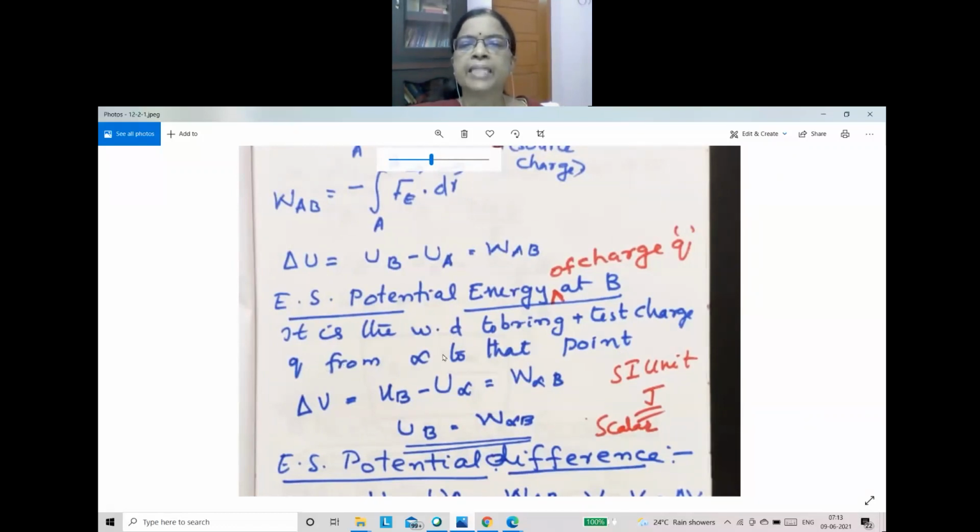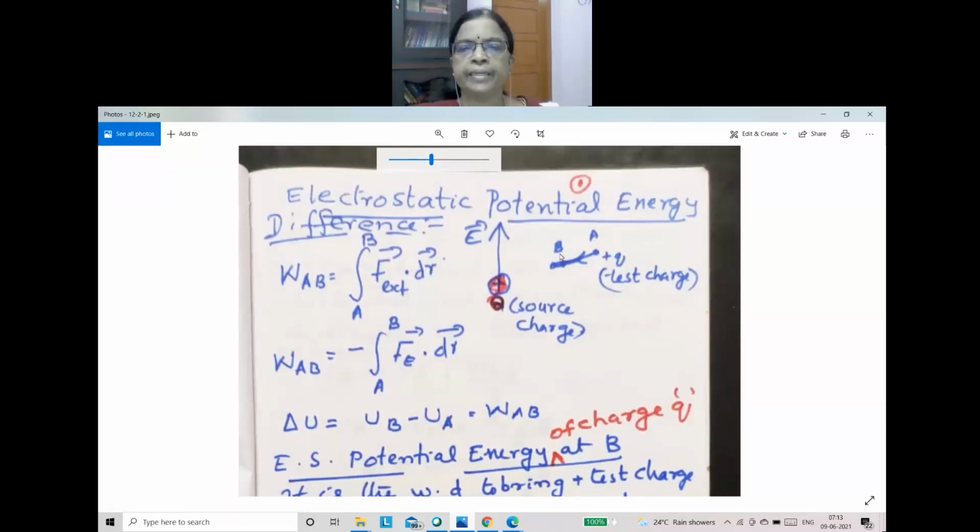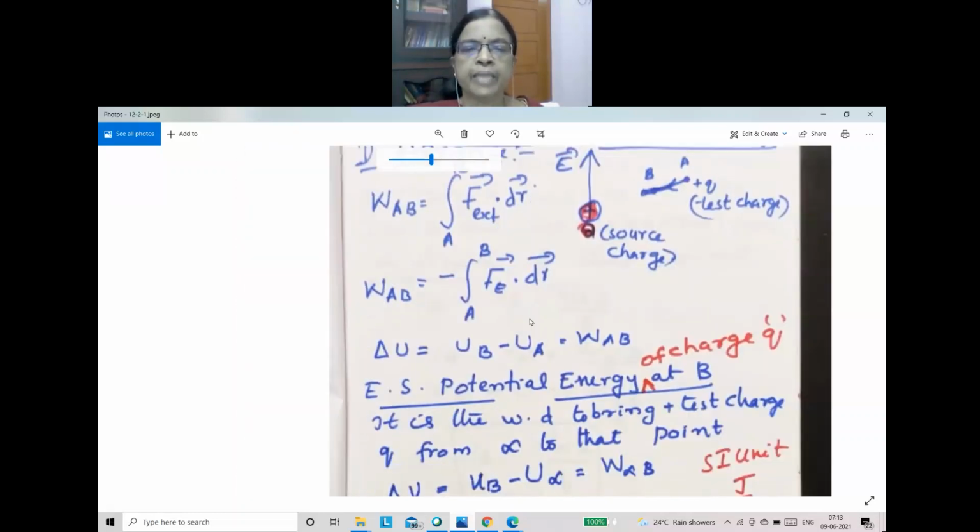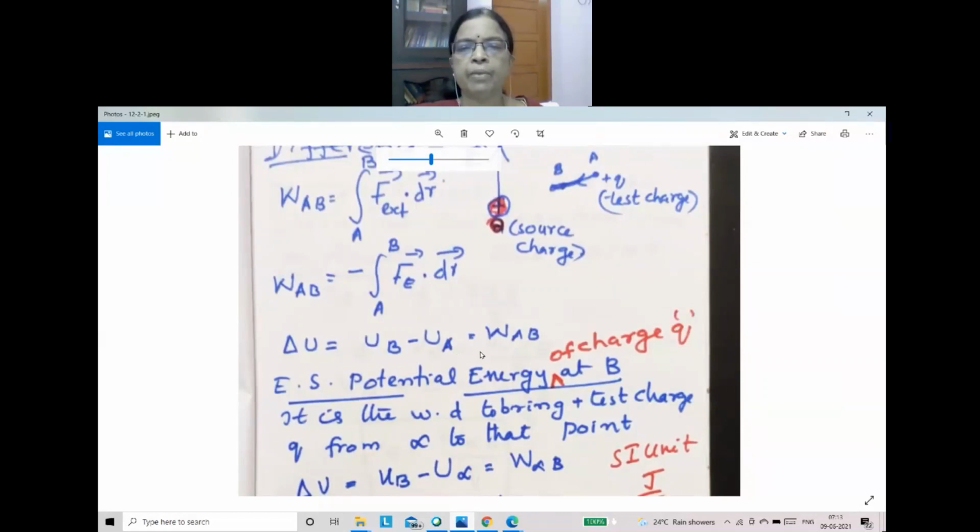Then the electrostatic potential energy of charge Q at B. So this is the difference in potential energy. We got the expression UB minus UA equal to WA. The work done itself is the difference in potential energy to bring the charge from A to B. Next, we are dealing with the potential energy of charge Q at B, at one particular point. This is a difference, but this is the potential energy of a charge Q at B. What is the potential energy of the charge Q at B? That is what we have to find out.